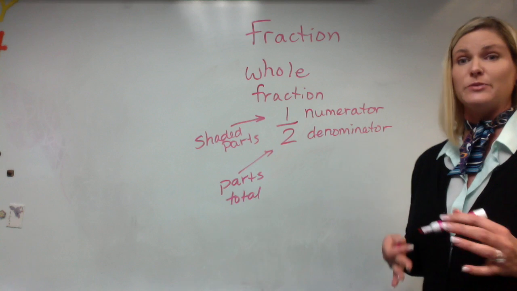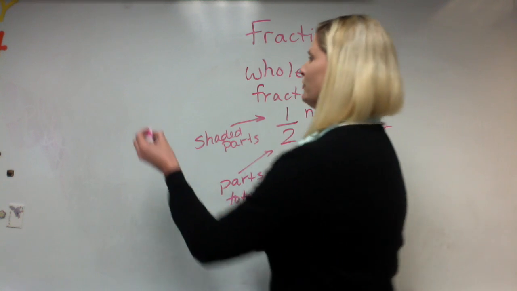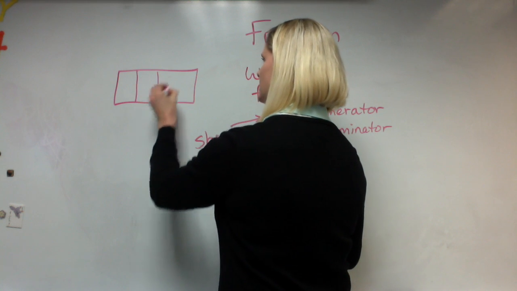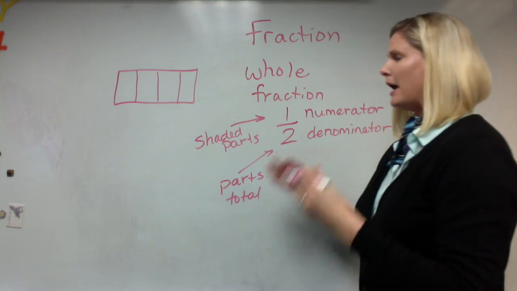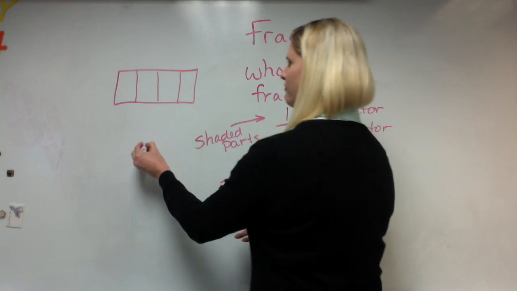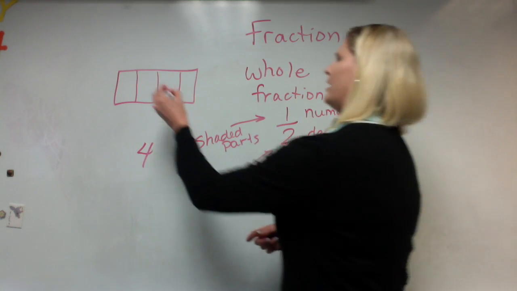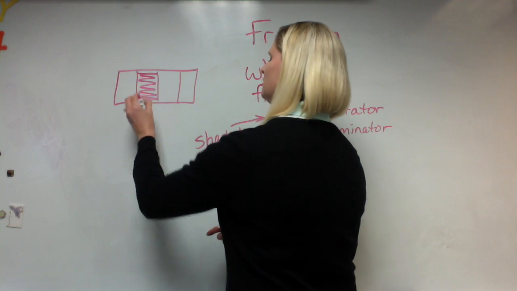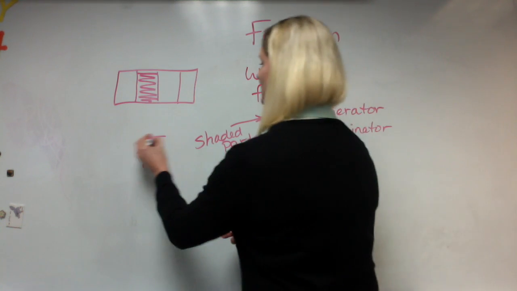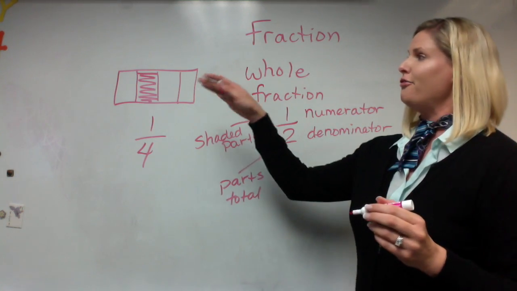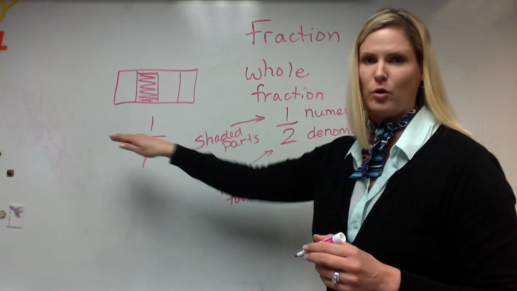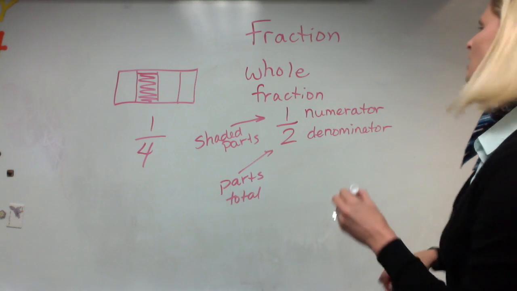So let's look at that and see what that looks like in a picture. So if you have, let's say, our ever-famous rectangle that's cut into portions, how many sections do you have in that picture? Total number of sections, you have 4. So let's go ahead and shade one of those in. How many parts do I have shaded in? So that is 1. So the fraction that represents this picture is 1/4, or 1 colored in out of 4 parts total.